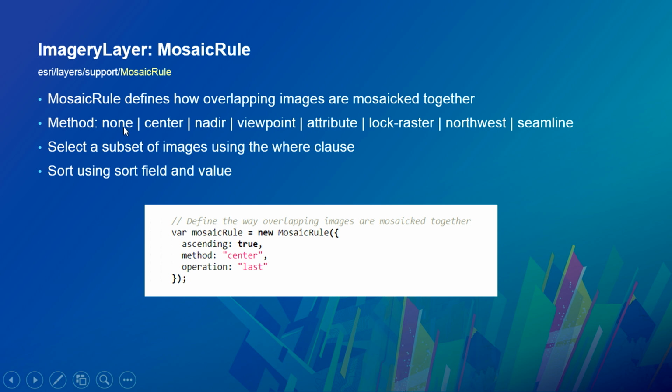So for example, the mosaic method allows us to do that. And for example, if you have something like a center mosaic method, that will give precedence to the images in the center, whereas something like attribute needs the sort field and sort value, and it will use those to order the images that I'm looking at.